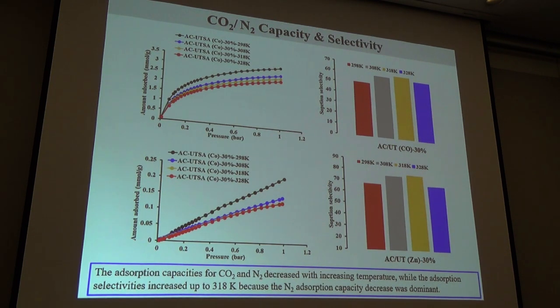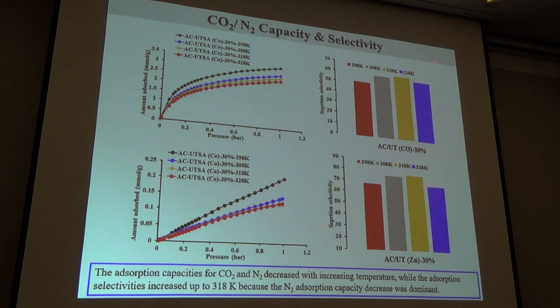Also, we perform selectivity, that is CO2 absorption capacity at different temperature, and this is a well-known phenomenon. When we increase the temperature, CO2 capacity as well as N2 capacity decreased. So similar phenomenon observed in this case also. And if we see the selectivity, as I said, the selectivity at 298 Kelvin reached up to 50. If we see the AC pellet only, the selectivity is less than 20. But if we mix MOF with this, for 30%, the selectivity reached 50.